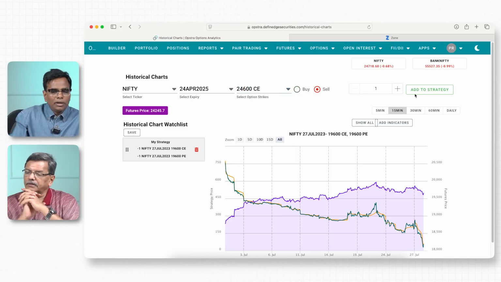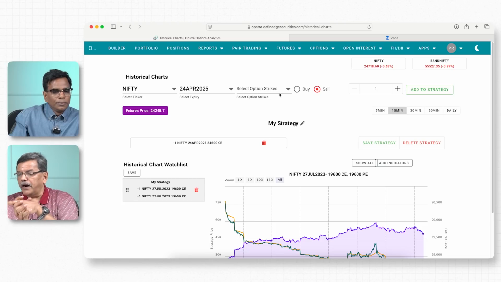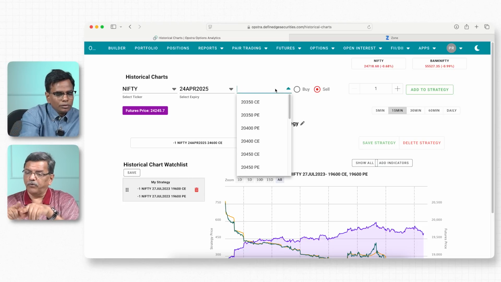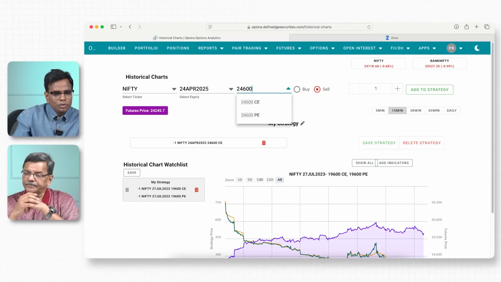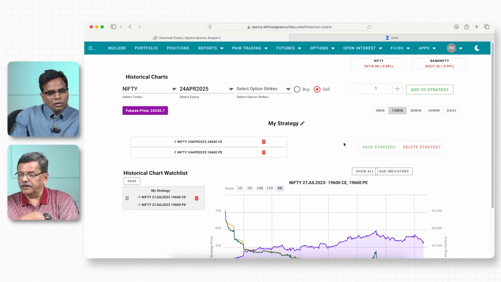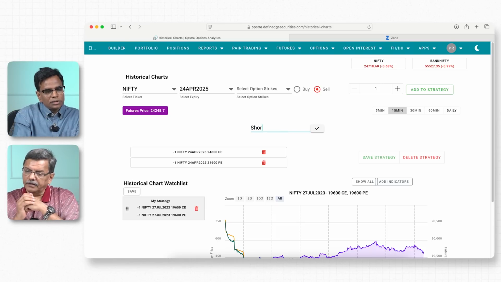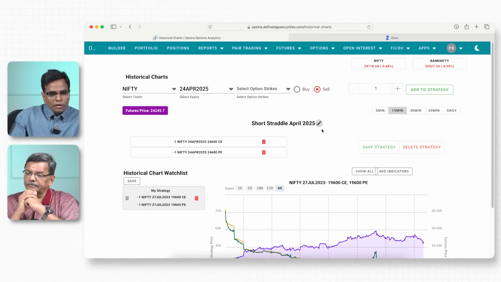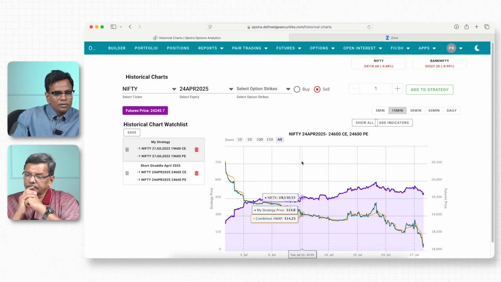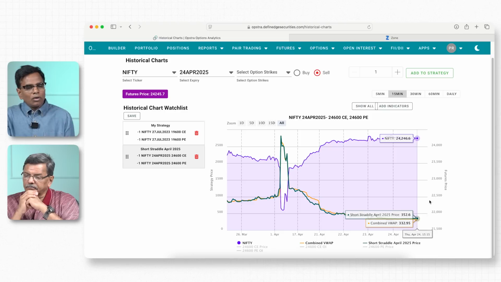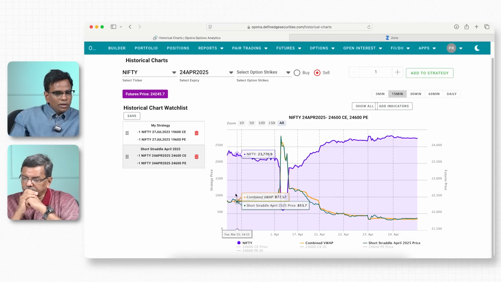Buy or sell, it doesn't matter, because the chart will be the same. So you have to add to strategy, again select the put and then add to strategy. Yes, the 24,600 put option. And once you add, you have to save the strategy. You can give it a name, short straddle April. Then click on save strategy. Now you can see here the reconstruction of that particular strategy.